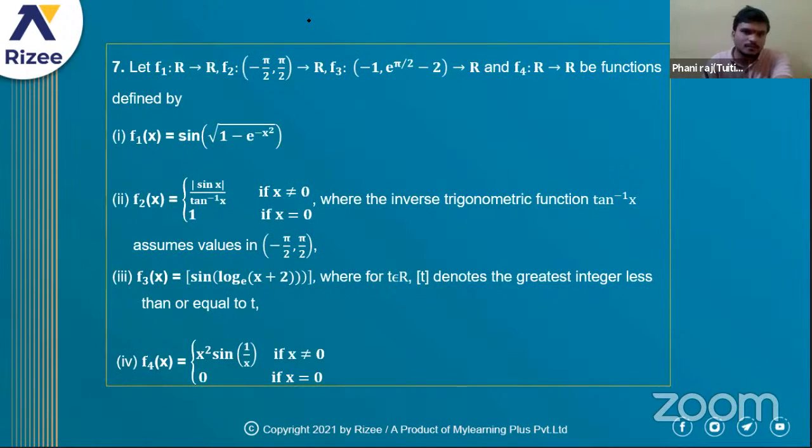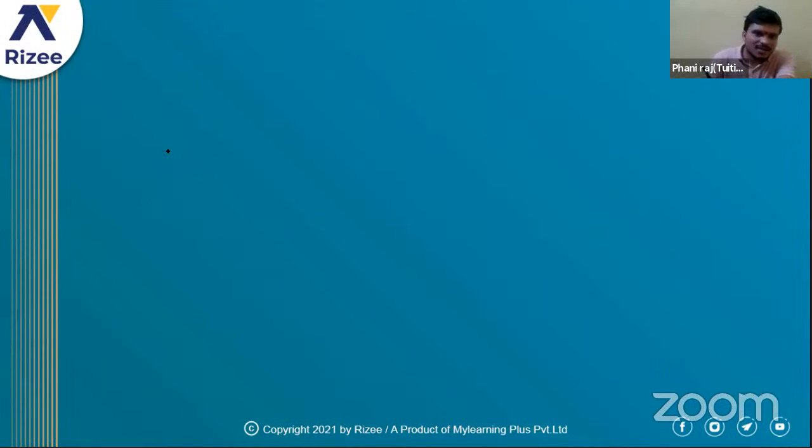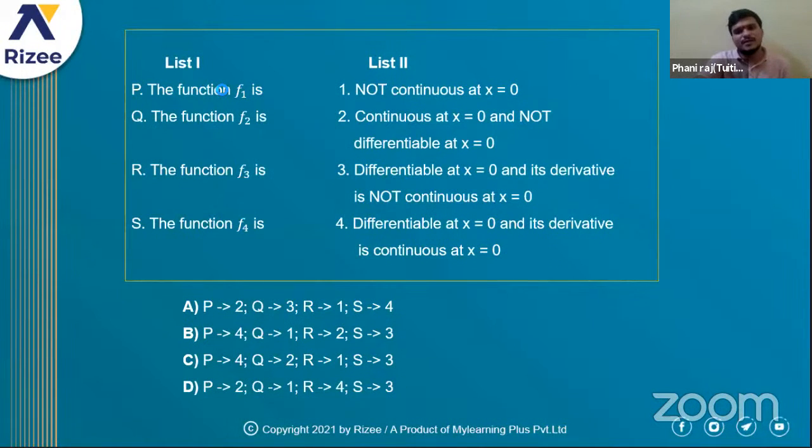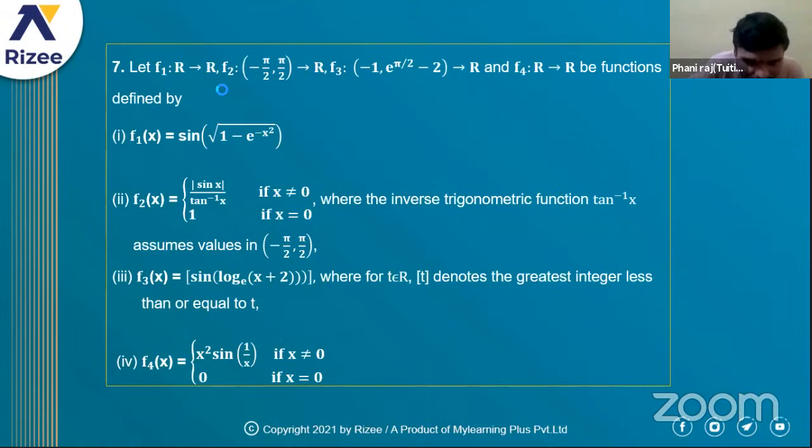Okay, next one, we'll do it here only, I guess. You're given all the four, f2, f3, f4, but we'll do f2 and f3. Based on that, we'll do option elimination. Sine of x by tan inverse of x, where inverse trigonometric function tan inverse assumes a value from minus pi by 2 to pi by 2.